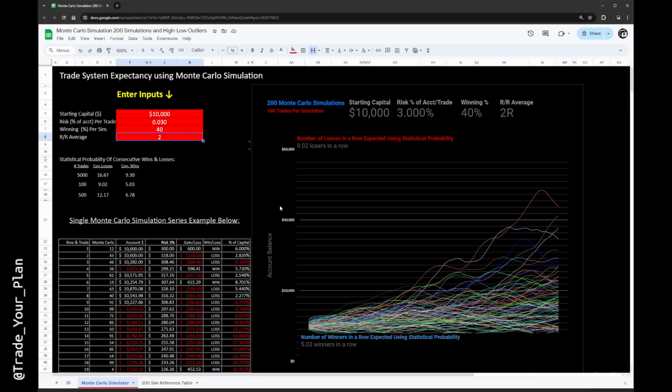How many times are you going to lose in a row? On a 40% win rate, over 100 trades, you're going to have 9 losers in a row. What is that going to do to you if you're risking 3% of your account every single time? Not to mention, are you sizing down each time you lose so that it's still 3%, or are you just doing the same lot quantity?